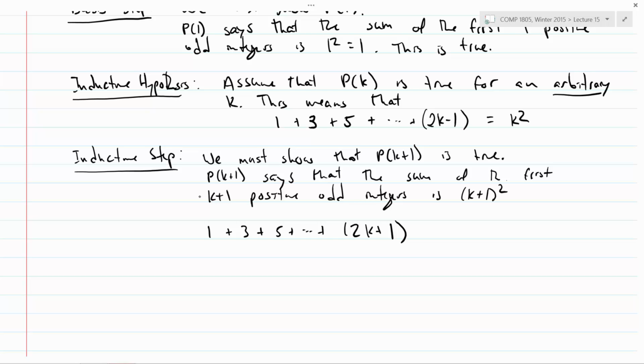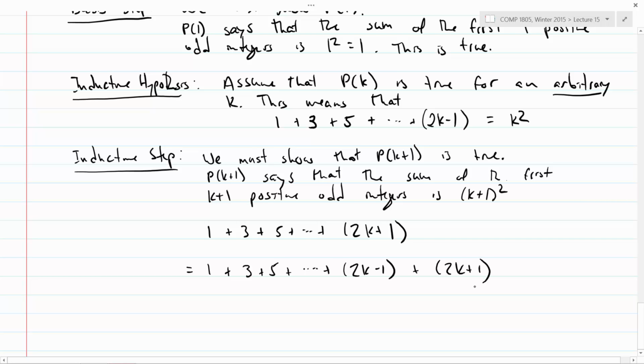All right, so I have this sum, and I don't know anything about it, but I do know something about this other sum, 1 plus 3 plus 5, all the way up to 2k minus 1. So what I'd like to do is somehow change what I have here to have something I know about inside of it. So this sum is exactly the same as 1 plus 3 plus 5, all the way up to 2k minus 1, plus 2k plus 1. Does everyone agree that that's exactly the same? I'm just writing down the last two terms instead of including it in the dot, dot, dot.